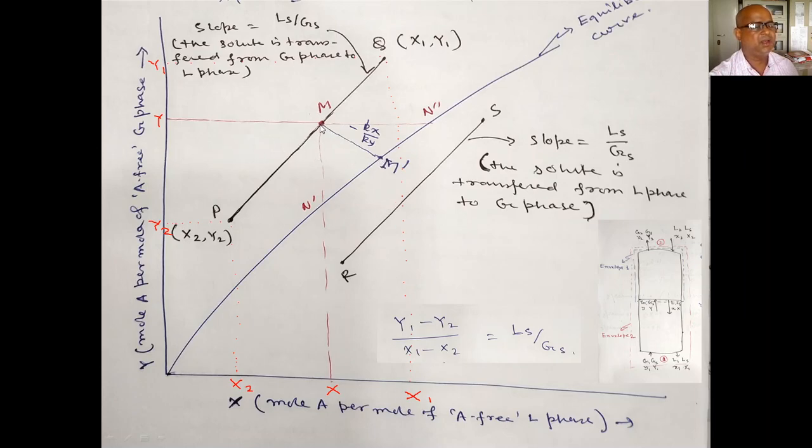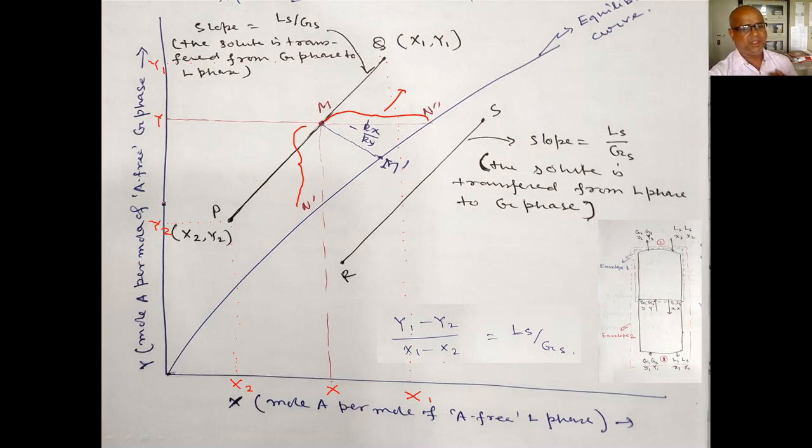Okay, and if you go straight from this to this, what is this distance? This is the driving force based on the liquid phase. And if you take this to this, this will be your M to N dash. This is the driving force based on the gas phase. Do you understand this one?